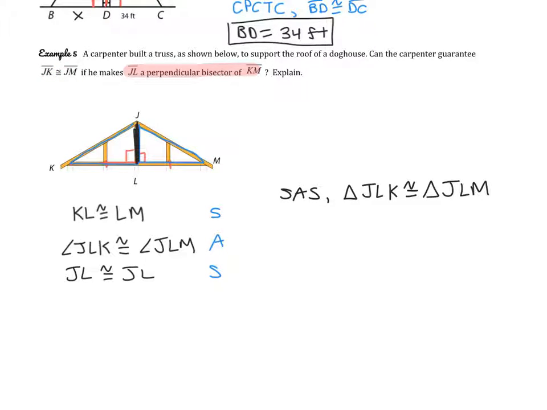Now we can look back at the statement that they're trying to guarantee. Do we know that JK is congruent to JM? Well, we can say that JK is congruent to JM thanks to CPCTC, corresponding parts of congruent triangles are congruent. JK corresponds with JM, and since we know that the triangles are congruent, that corresponding pair of sides is also congruent.